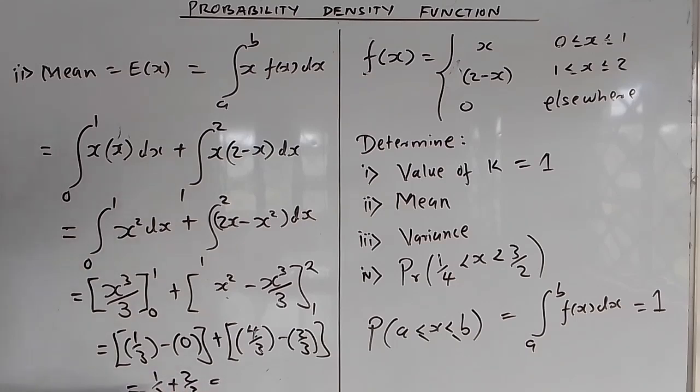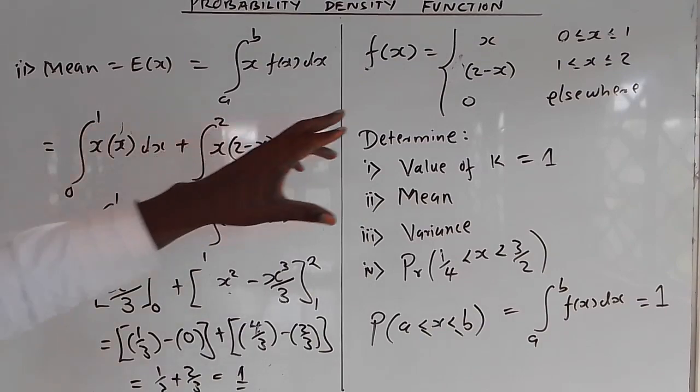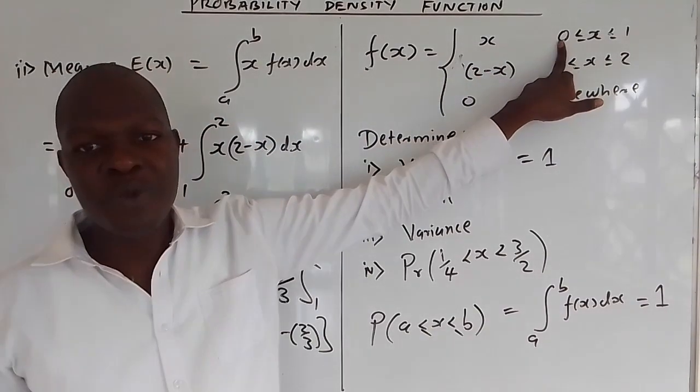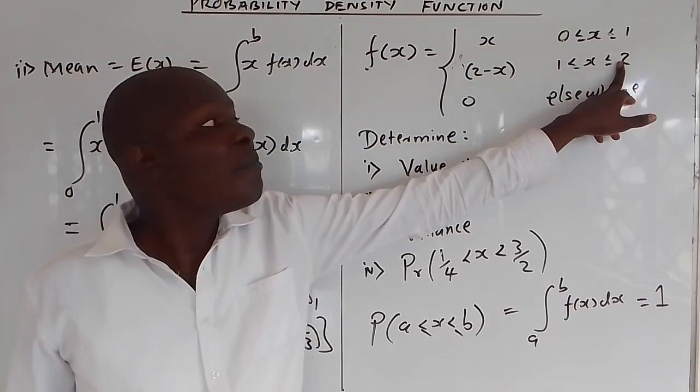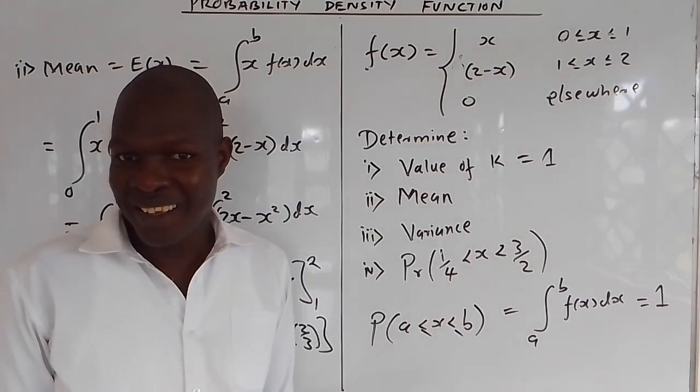2 over 3. So what do you get? A third plus 2 over 3 is what? 1. The mean is 1. Are you seeing that? The mean is 1. When you make a mistake, you will always see where the problem is. The mean is 1, because you can see the x value is starting from 0 and ending at 2, meaning the mean must be a value of x which is between 0 and 2. Are we together?